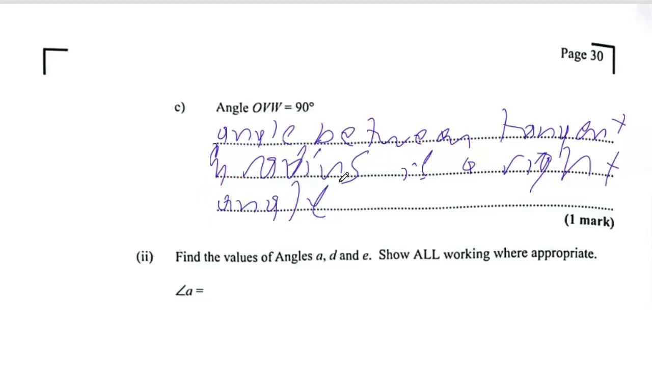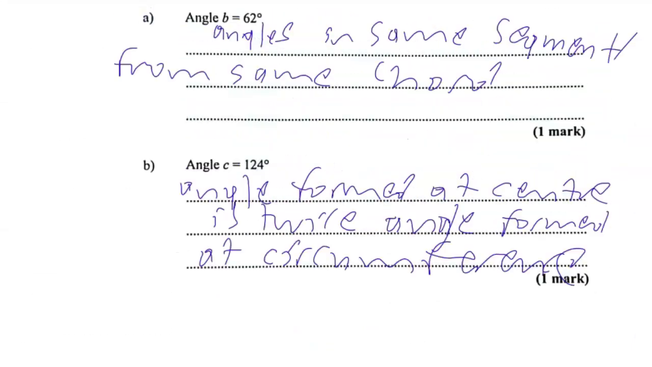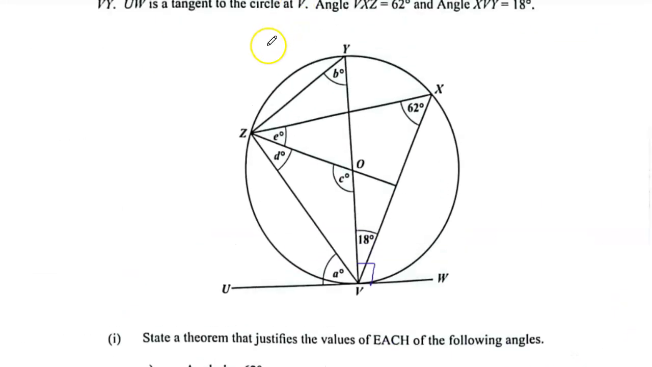Find the values of angle A, D, and E. Show all working where appropriate. So angle A, D, and E. Let's determine the values of these angles now. So angle A. We can do one of several things. Angle A is in the alternate segment to 62. So angle A is alternate to this angle in this triangle, which is 62 degrees. So angle A should be 62 degrees.